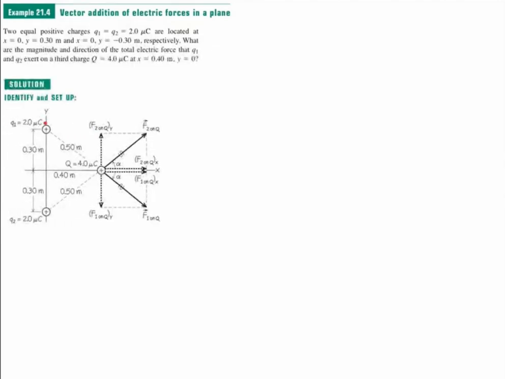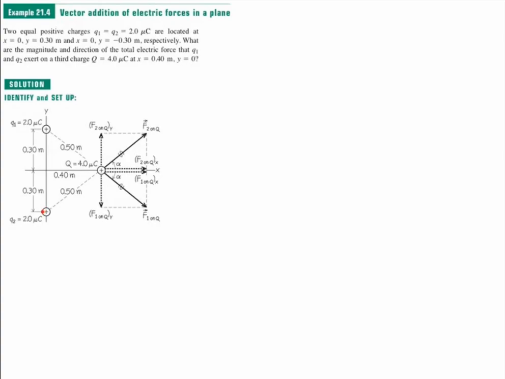Extend the analysis of the previous example to vector addition of electrical forces in a plane. So we'll start with two equal positive charges, each with a charge of 2 microcoulombs, that are located on the y-axis as shown in this diagram. They're positioned symmetrically about the origin, so Q1 lies at a position of y equals 0.3 meters, and Q2 at a position of minus 0.3 meters.